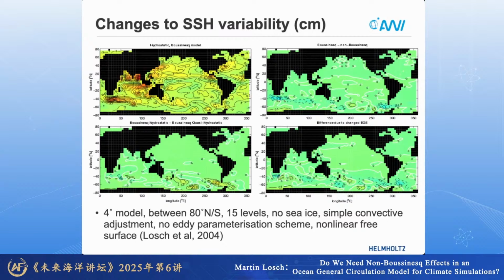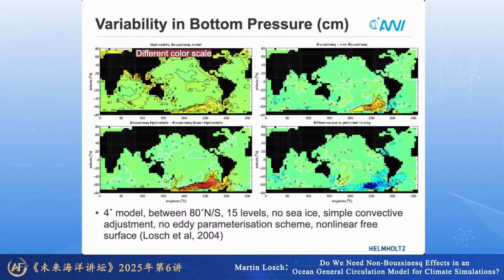And now the bottom pressure variability, which is maybe the most important one, because that's what GRACE can measure. Again, in the top left, you see the hydrostatic Boussinesq model, and the largest bottom pressure variabilities are in the Southern Ocean, with up to 24 centimeters. So this is pressure units converted to centimeters of water, basically, so that we can compare that to the sea surface height.